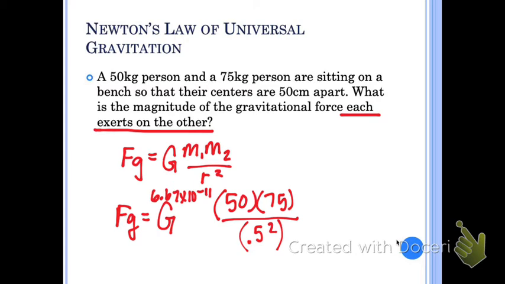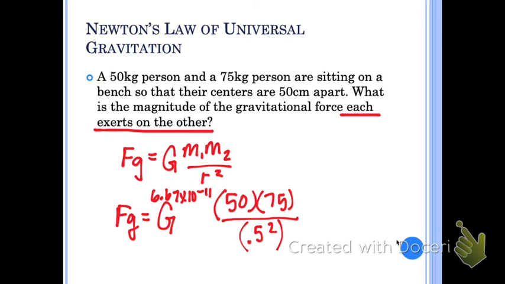Okay, when I'm working this in my calculator, I don't like to have to replug things in. I just like to keep using the answer button and keep moving through it. So I start at the bottom and work my way out. In my calculator, I would start with 0.5 squared and hit enter. Then I would take parentheses 50 times 75 close parentheses divided by my answer from that, right? And that gives me 15,000, and then I'm going to take that times G.